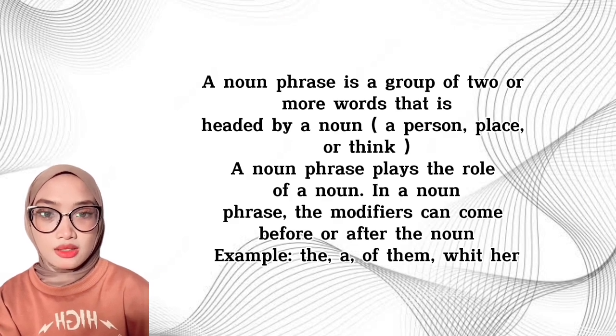A noun phrase is a group of two or more words that is headed by a noun, a person, place, or thing. A noun phrase plays the role of a noun. In a noun phrase, the modifiers can come before or after the noun. Example: "the," "of them," "with her."